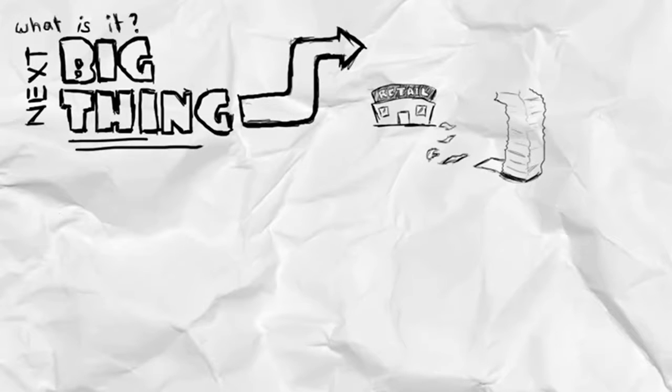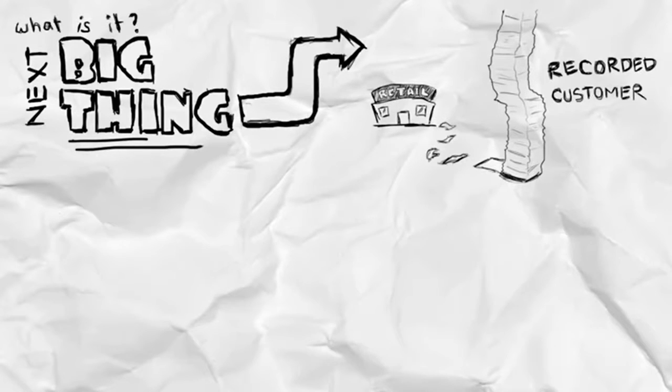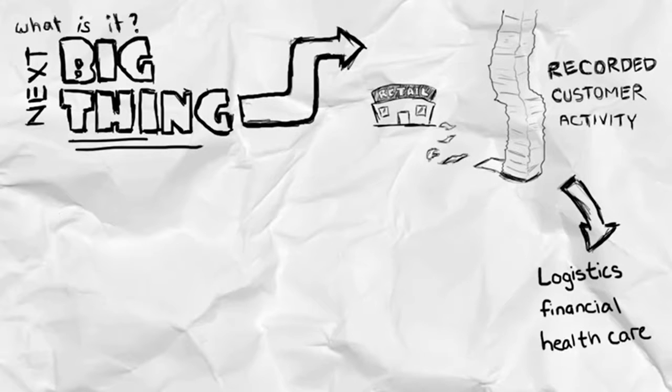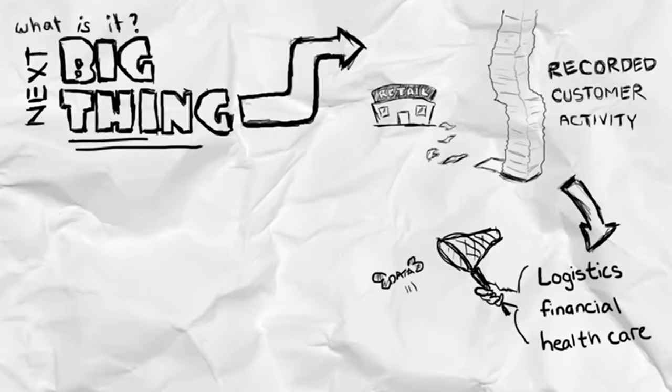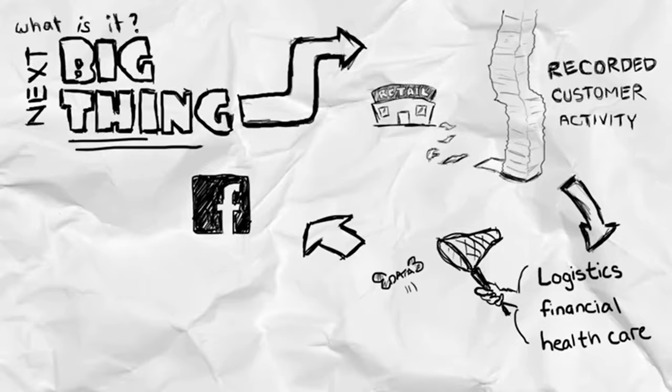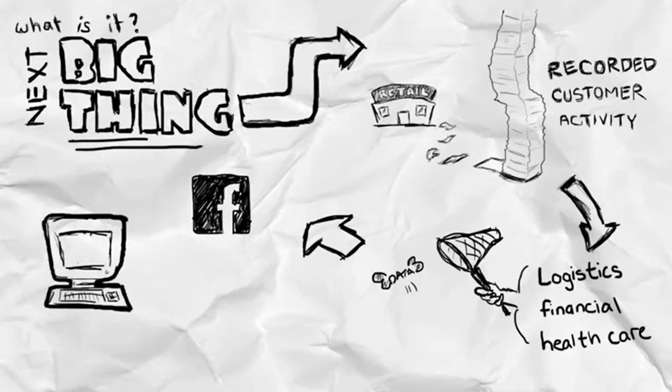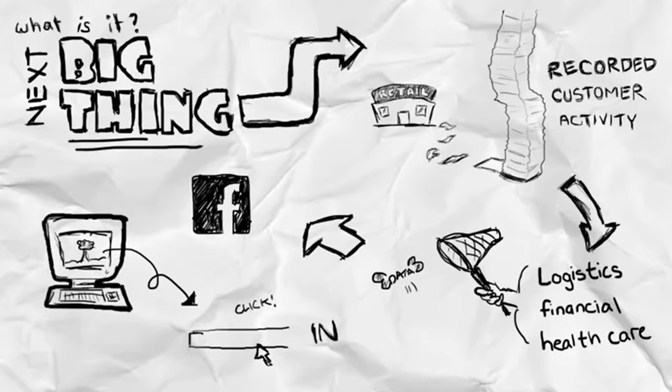So, what is big data? Well, big data is the next big thing. Retailers are building vast databases of recorded customer activity. Logistics, financial, and healthcare sectors are capturing more data. Social media is creating vast quantities of information. Vision recognition is allowing computers to analyze and extract information from still images, and as small objects go online, they create an Internet of Things.